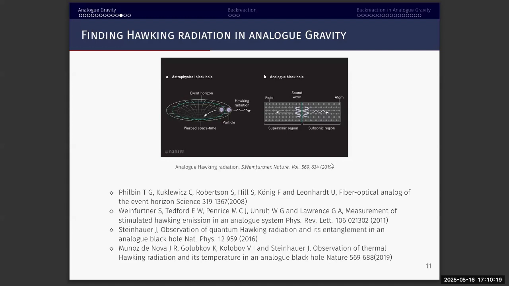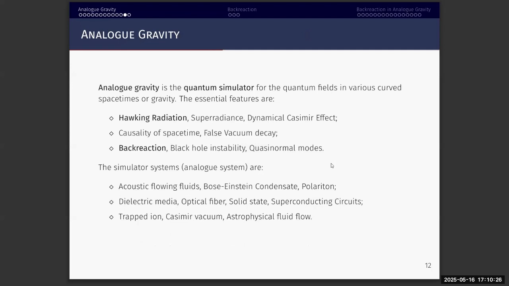So these are all experimentally observed. Our long-time goal was this thing. People do many different things, but this Hawking radiation is the main thing we want to find. And I just emphasize with the backreaction. Also, there are many other things: radius, dynamic Casimir effect, causality, false vacuum decay, and Rayleigh instability, Kogenmar mode. These are all done, or people are doing some, not many, mainly Hawking radiation.